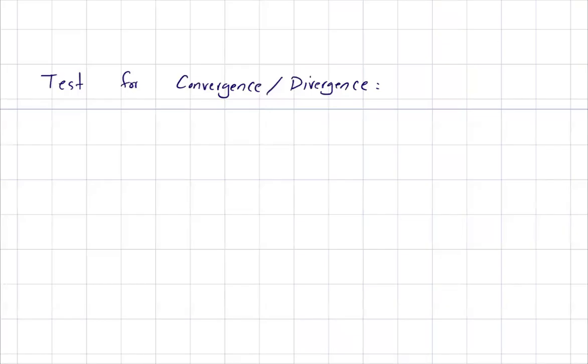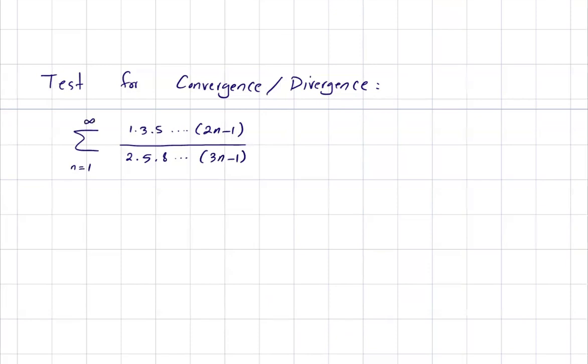Test for convergence and divergence of the following series. Here you have the summation of one times three times five dot dot dot two n minus one divided by two times five times eight dot dot dot 3n minus 1, and start from 1 and goes to infinity. Okay, perfect. Which tests help us to analyze the behavior of this series?